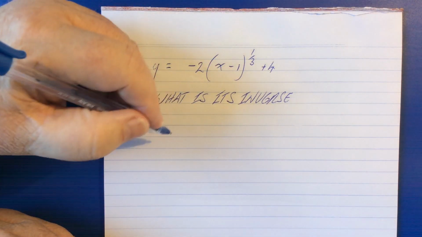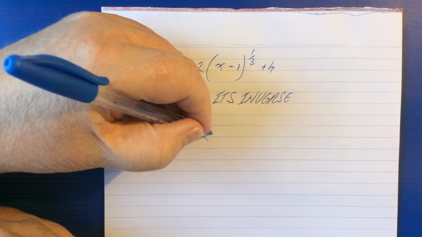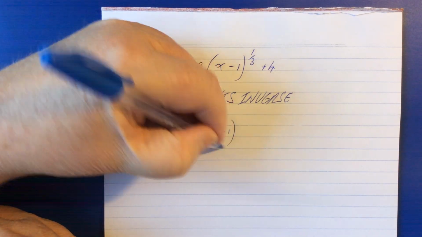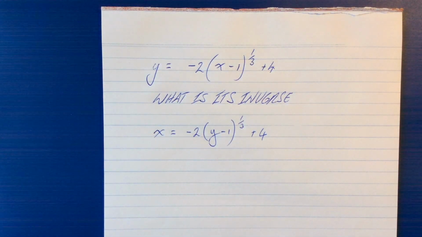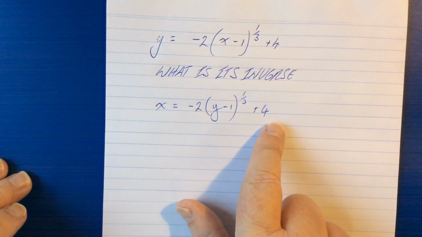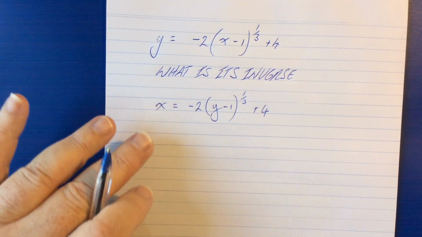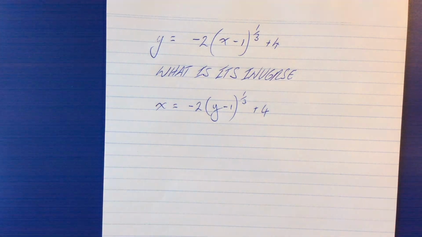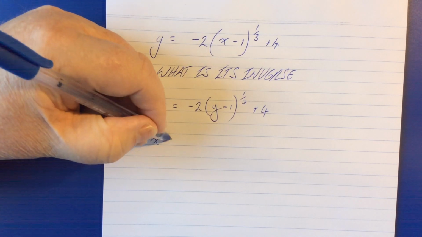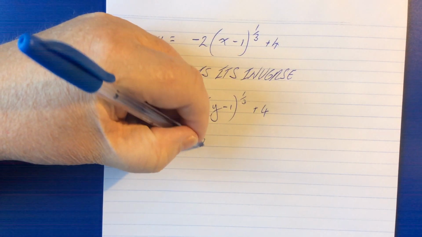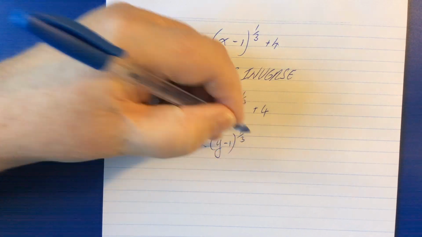So, first step, x is equal to (-2y - 1)^(1/3) + 4. That's our first step. And what's going to happen now is I'm going to gradually peel away everything on this side of the equation until I get y on its own. So, here goes. x - 4 is equal to (-2y - 1)^(1/3).